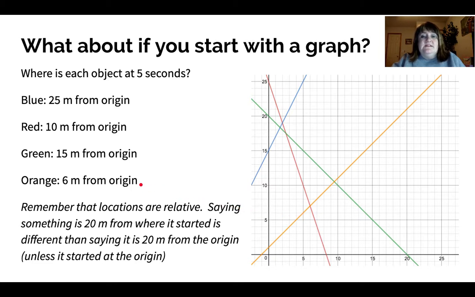Notice I wrote 6 meters from the origin. Then I keep following the line up. The red line is 10 meters from the origin. And I keep going up. The green line is 15 meters from the origin. And finally, keep going up. The blue line is 25 meters from the origin. Again, notice it's got to be from the origin, because locations are relative.